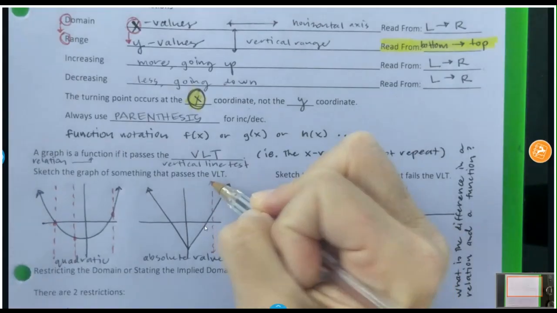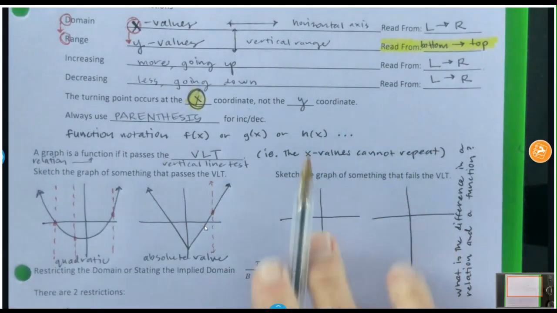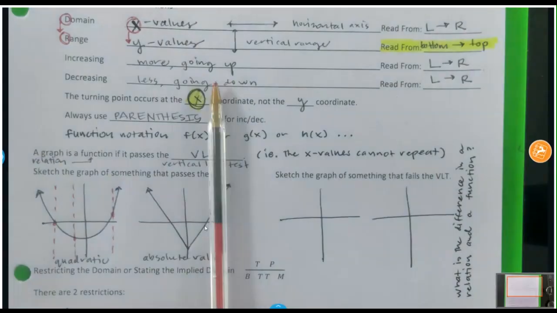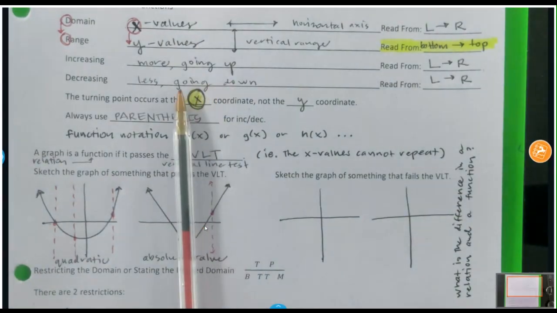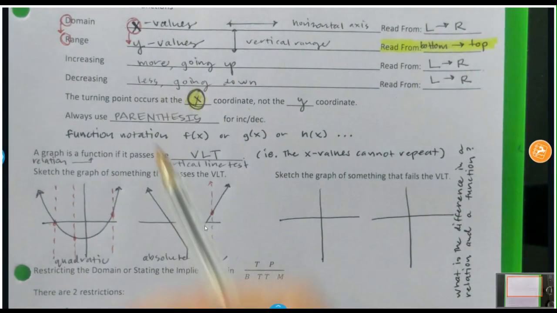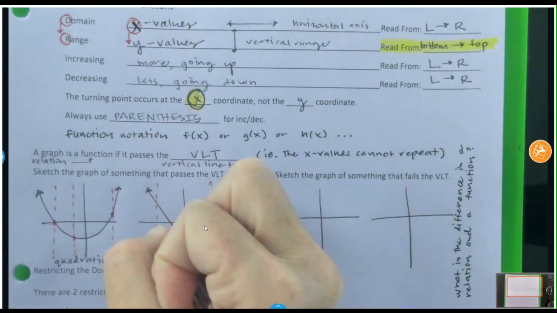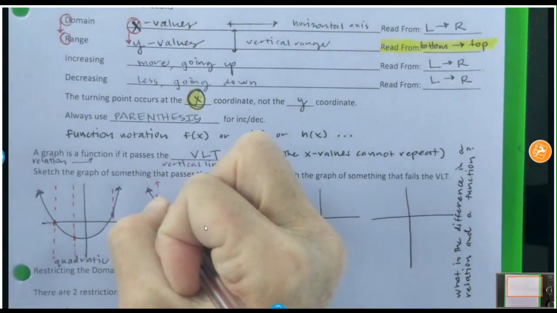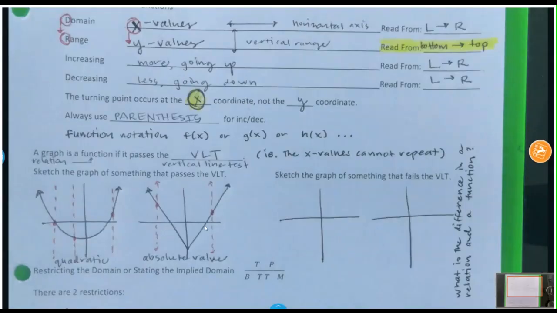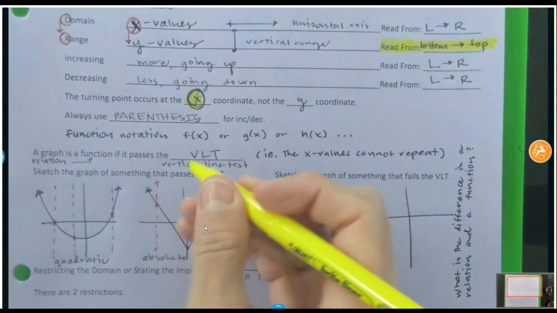It's never going to touch a vertical line. No matter where you lay your vertical line, it's never going to cross the graph more than one place at a time. So this is a function. These are examples of functions because they pass the VLT. Now that's important. Notice that we're on the passes the VLT side.